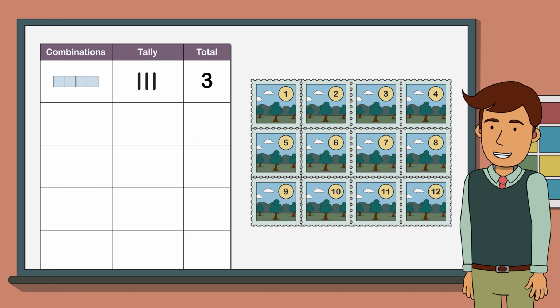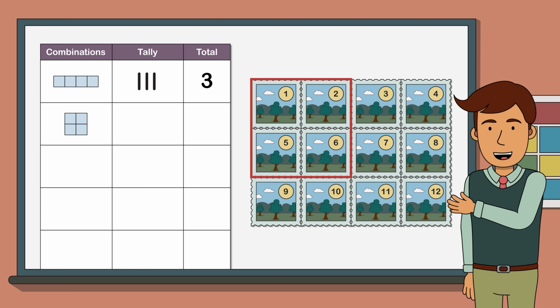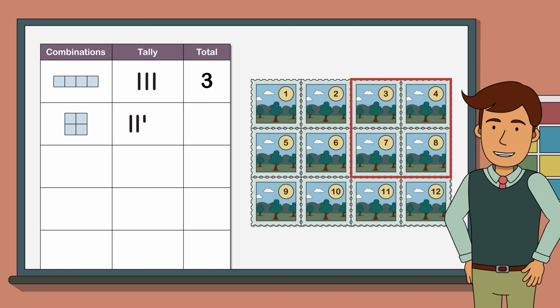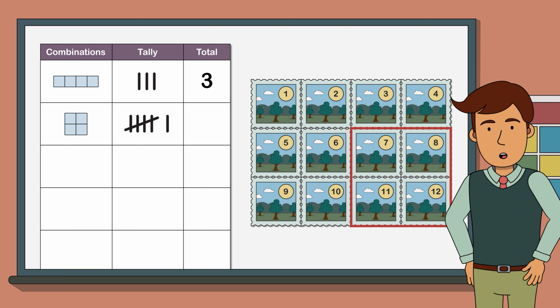Next, let's look at the 4-stamp combinations that form a 2x2 square. For example, 1, 2, 5, and 6. From our diagram, we can see that there are 6 instances of this combination, so let's record it on our table.